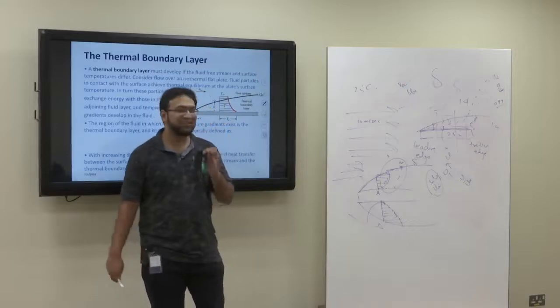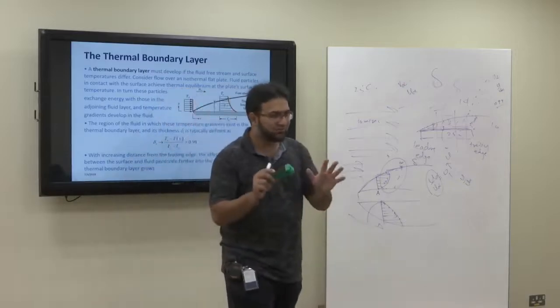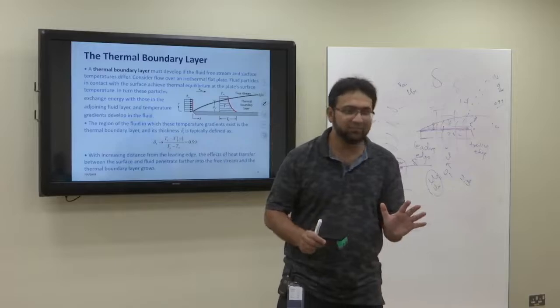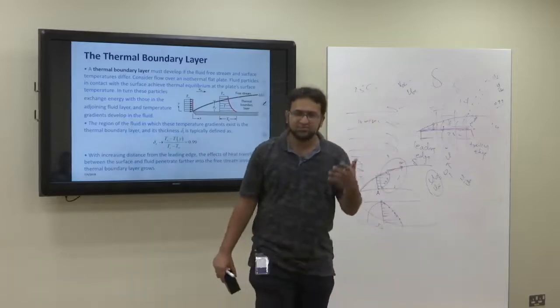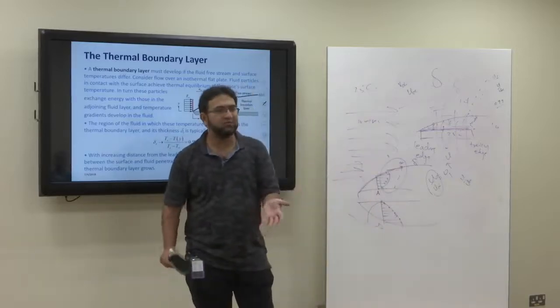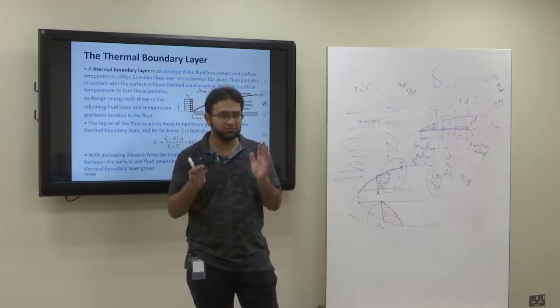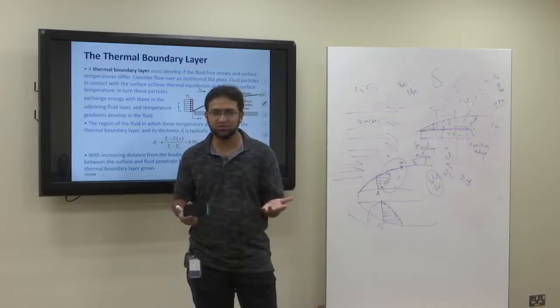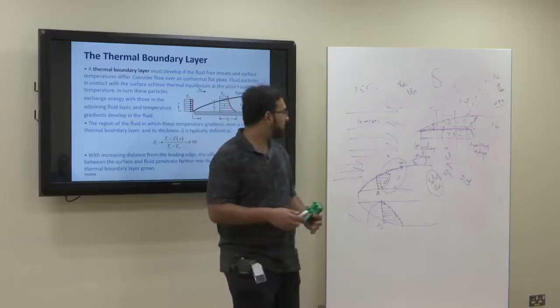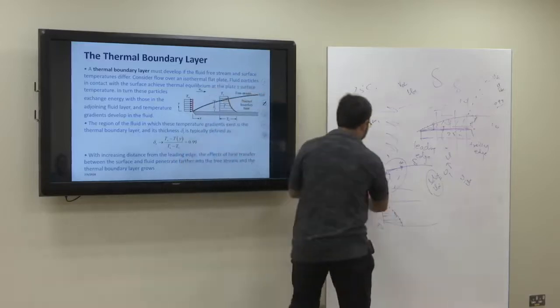Now you have understood the velocity boundary layer. The reason why the boundary layer was there is because there was a disturbance in the flow. That's why there was the boundary layer. Now suppose we have a case.